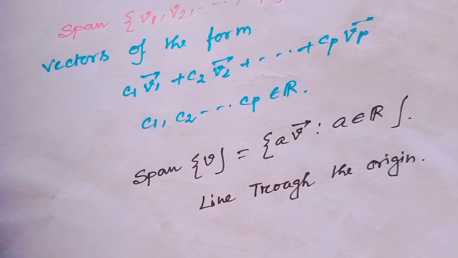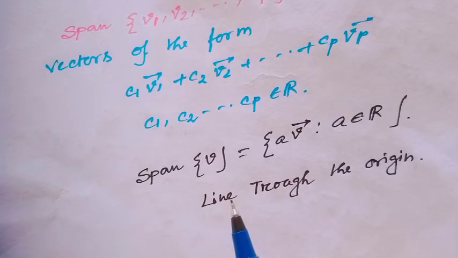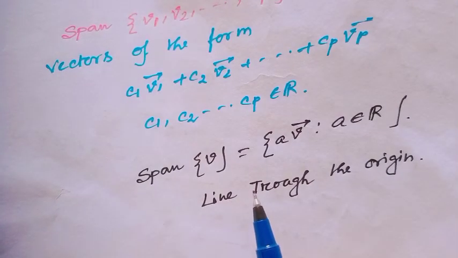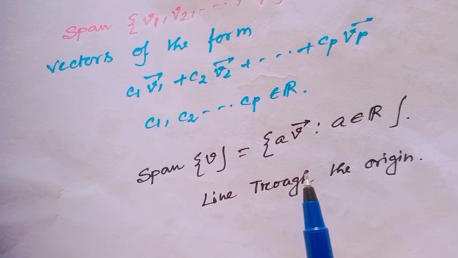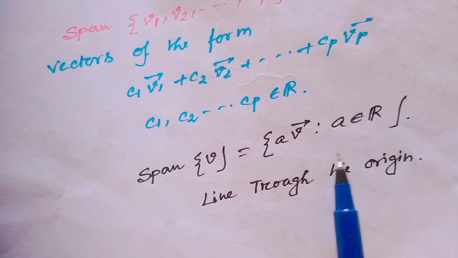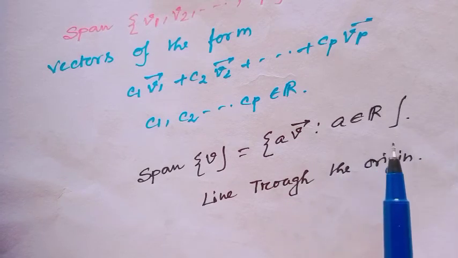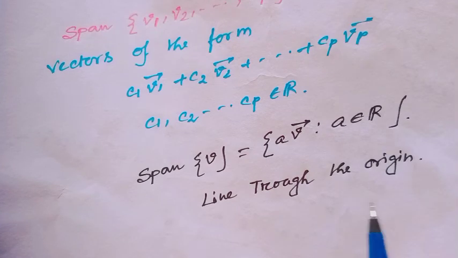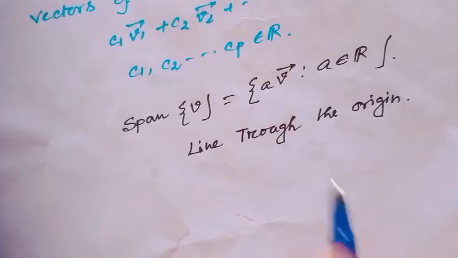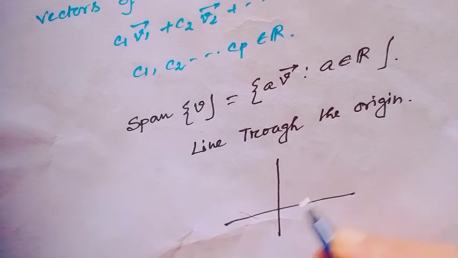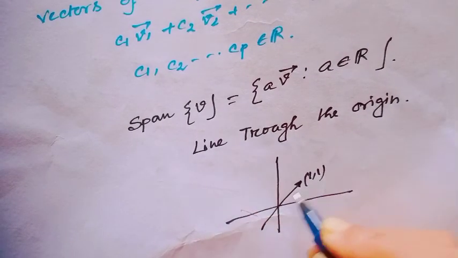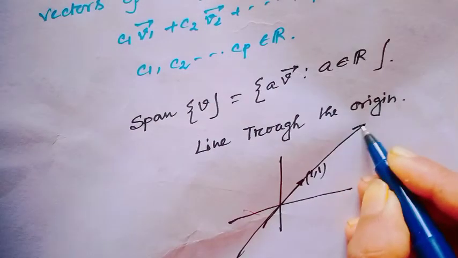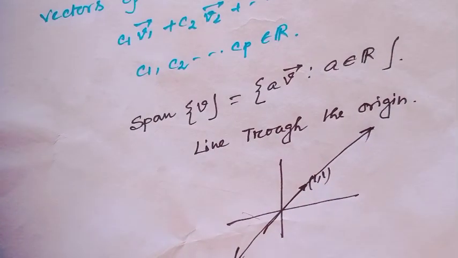For example, if the set contains only one vector V, then the span is the set of vectors of the form A times the vector V, where A belongs to the real numbers. And this is actually a line through the origin. As an example, consider the vector (1, 1). Then this would be this type of line.